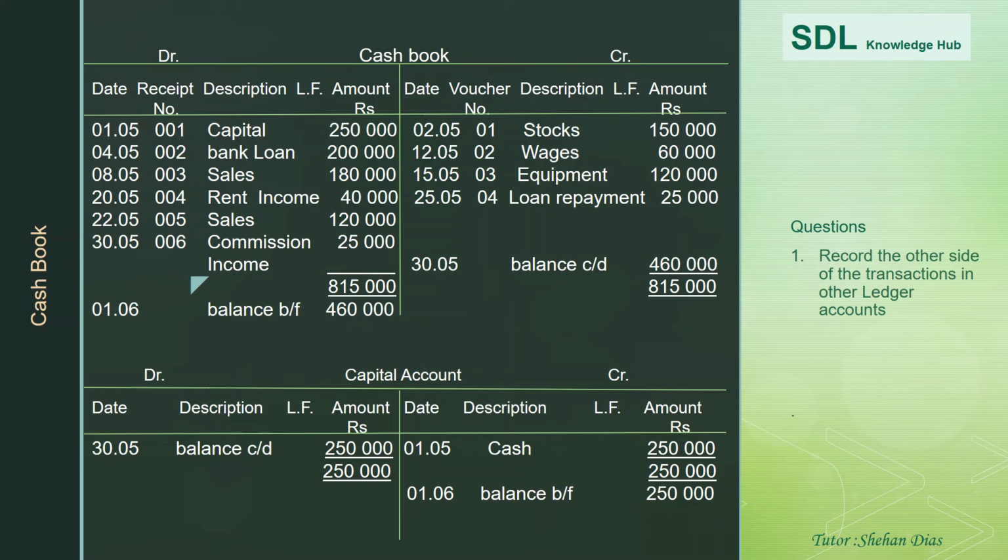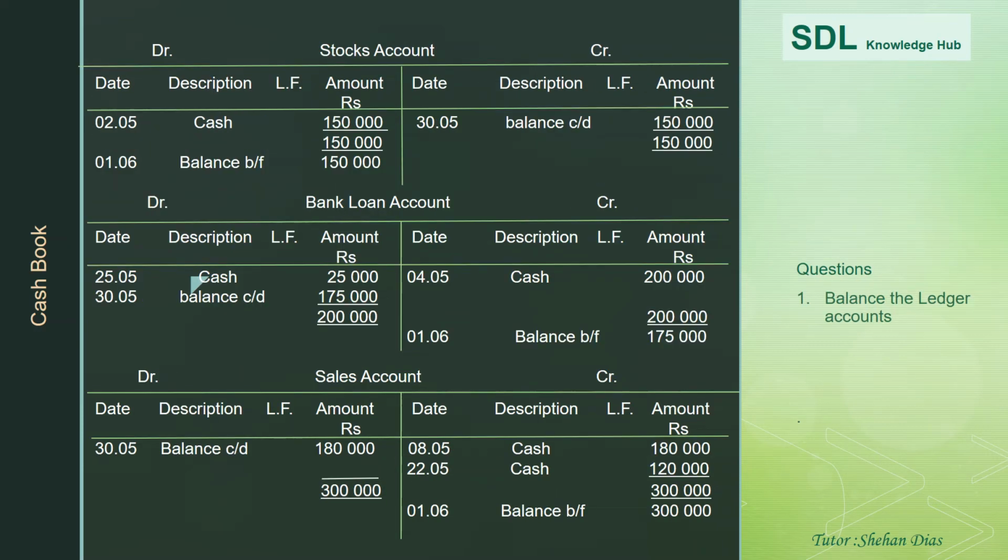Finally, commission income received for 25,000 is an income. So cash coming in for 25,000, debit cash book, receipt number 6, 30th of May, and commission income account credit for 25,000.